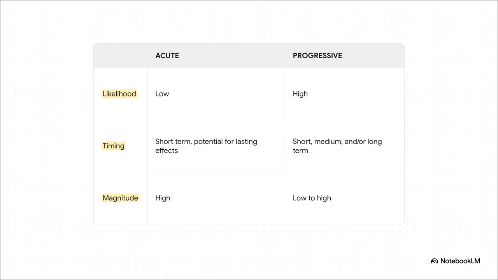Think of acute impacts like lightning strikes. They're low likelihood but high magnitude events, like an oil spill. Progressive impacts, on the other hand, are more like a rising tide. High likelihood, ongoing forces that just gradually reshape the financial landscape, things like shifting consumer preferences towards sustainable products.